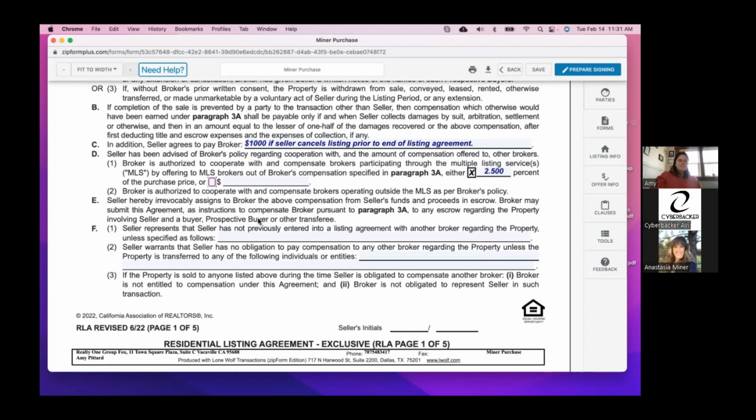and you're due the commission. Seller represents that the seller has not previously entered into a listing agreement with another broker regarding the property unless specified as follows. So if they expired or canceled one to list with you, then you would list that previous listing agreement here, with whoever it was listed with. The seller warrants that seller has no obligation to pay compensation to any other brokerage regarding the property unless the property is transferred to any of the following individuals or entities. You could say see attached list.